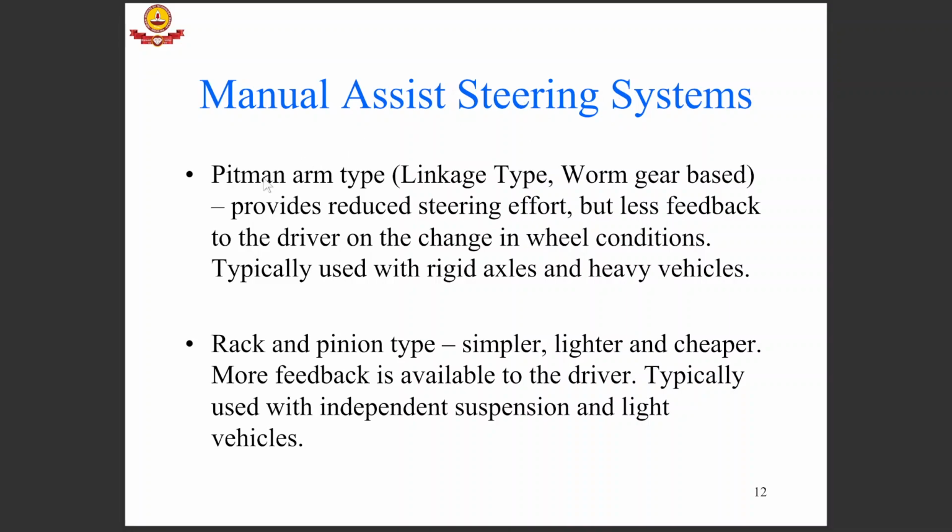Manual assist steering systems include pitman arm type, which is a linkage type along with a worm gear based system. It provides reduced steering effort but less feedback to the driver on change in wheel conditions. They are typically used with rigid axles or heavy vehicles. And the rack and pinion type is the simpler one, which is lighter and cheaper. It generally gives more feedback to the driver and typically uses an independent suspension, which is used in light vehicles.